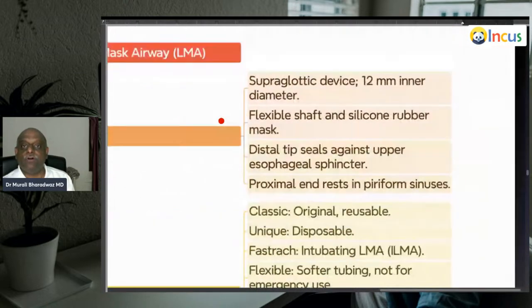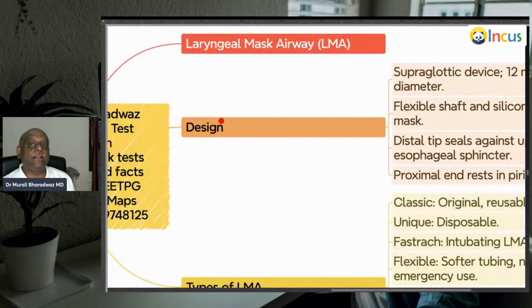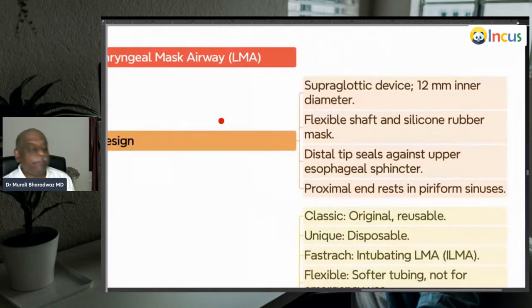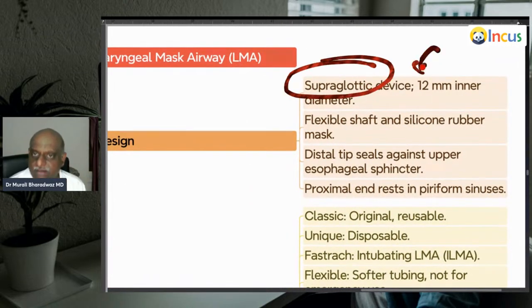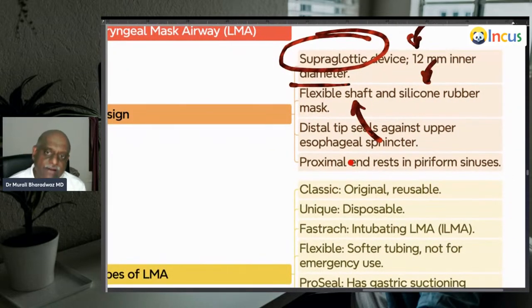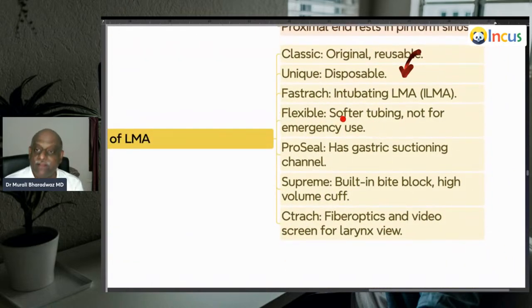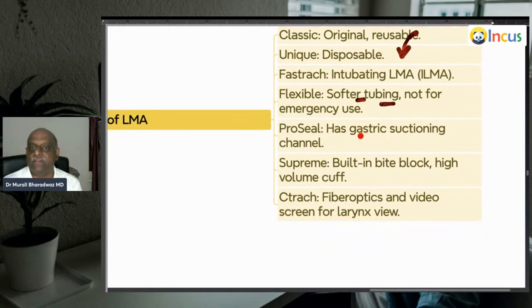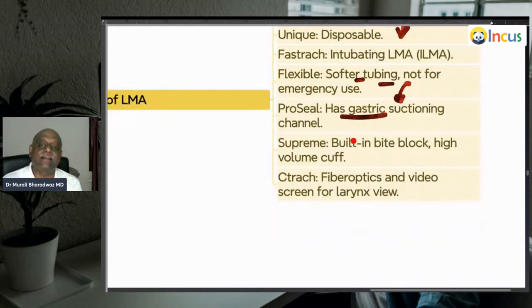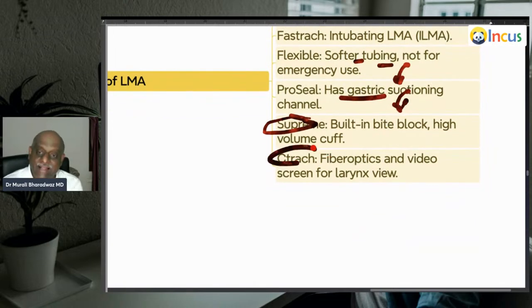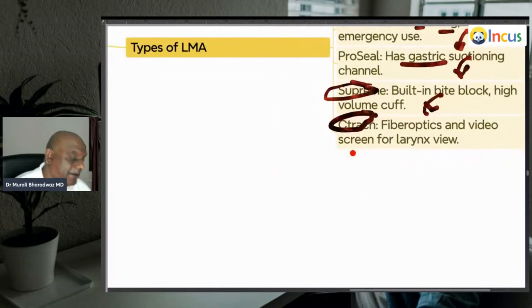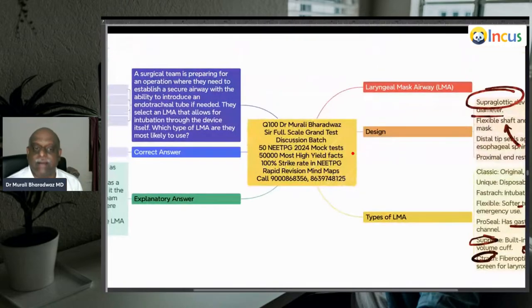So, different types of laryngeal mask airways. Fundamentally, what is a laryngeal mask airway, doctor? It is a supraglottic device, 12 mm in inner diameter. It has a flexible shaft and silicone rubber, and typically Fastrach is for intubating LMA. Flexible means softer tubing, not for emergency. ProSeal has a gastric suctioning channel. Supreme has a built-in bite block and high volume cuff. C-Trach has fiber optics and a video screen for laryngeal view. They are the different types of laryngeal mask airways.